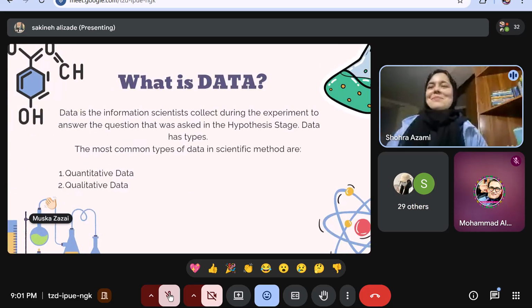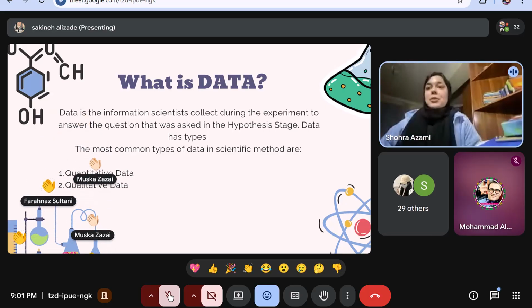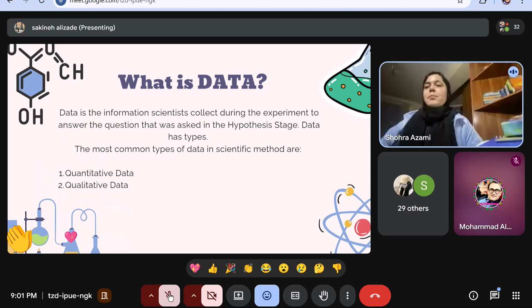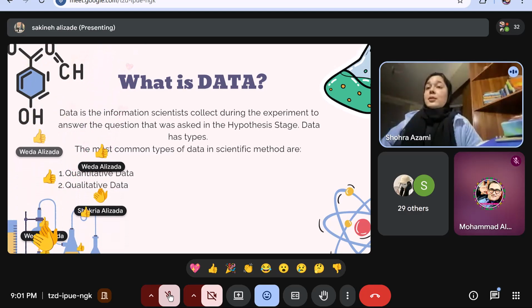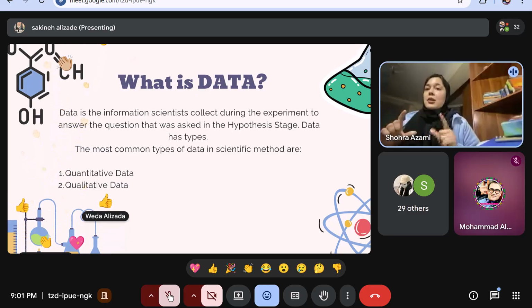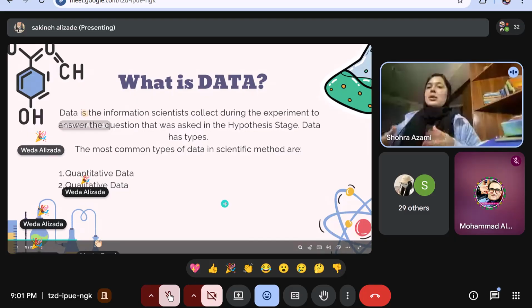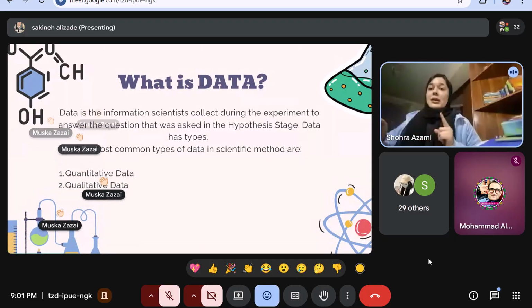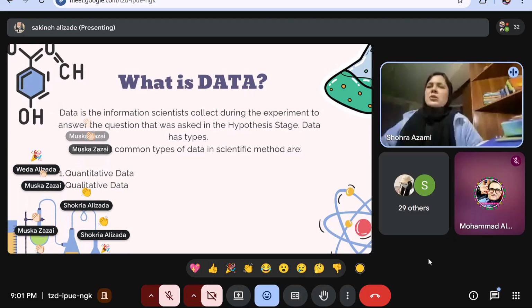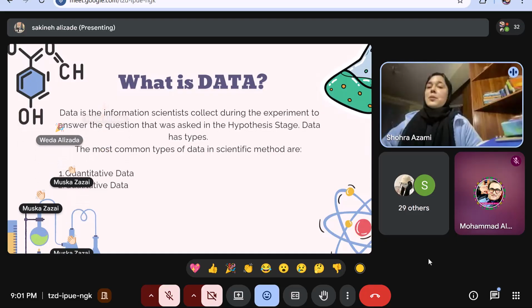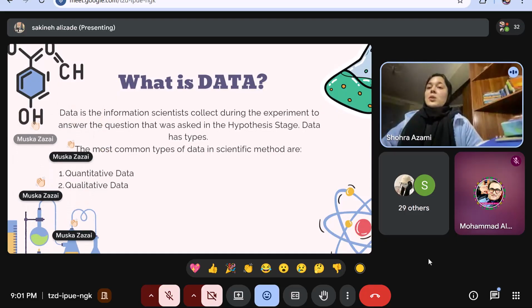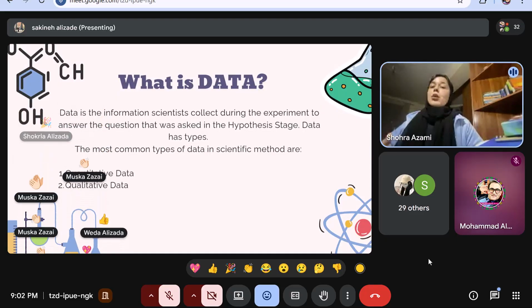A very common question: what is data? This is the best part of the class to understand what data is in the scientific method. Because most of the time we're talking about data collection or data analysis, while we don't know the meaning of the word data itself. So we have to dive deeper into the word data first to move on to the next parts. Data is the information scientists collect during the experiment to answer the question that was asked in the hypothesis stage. Data has types.